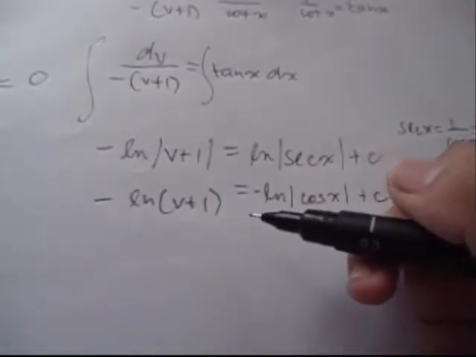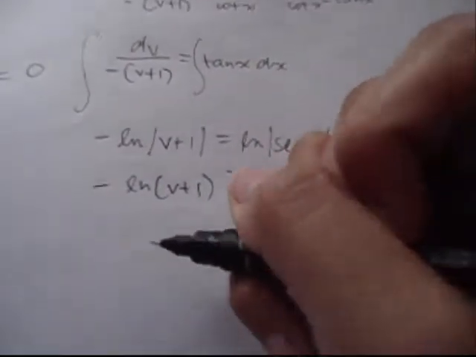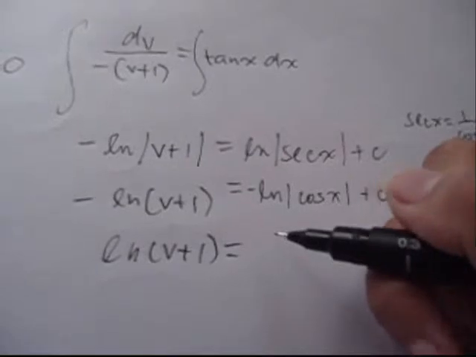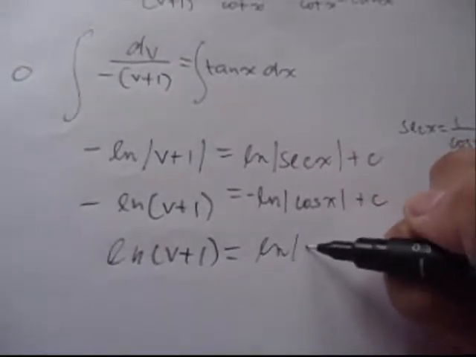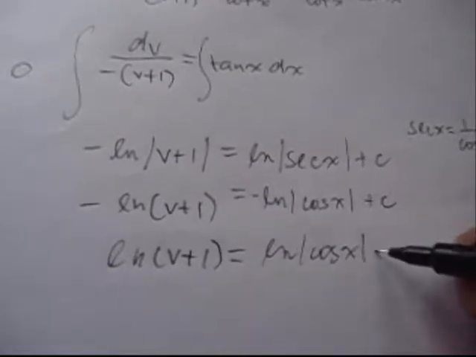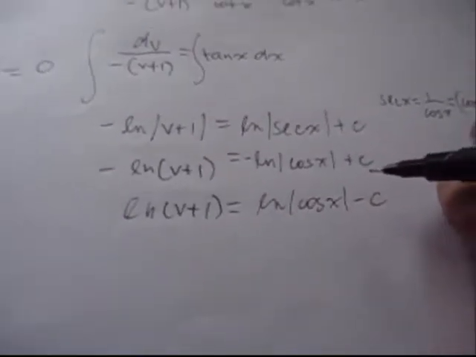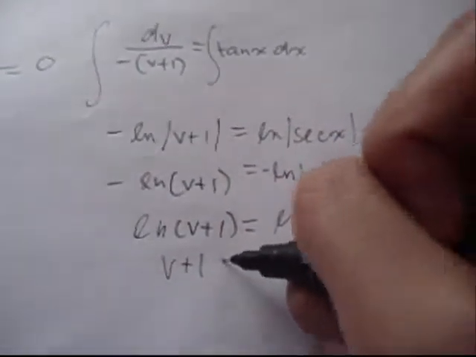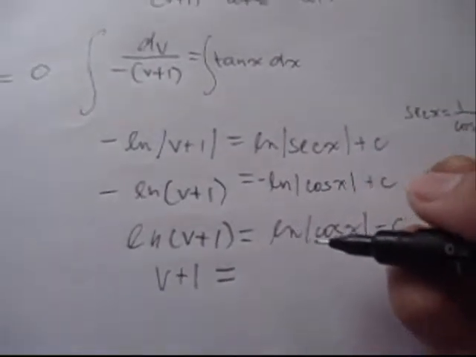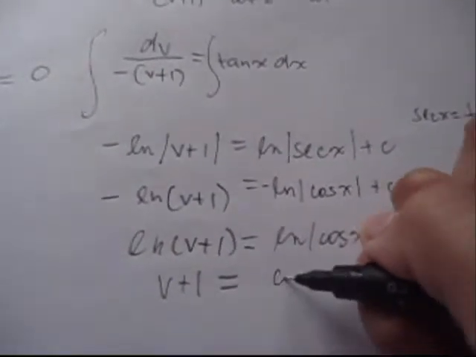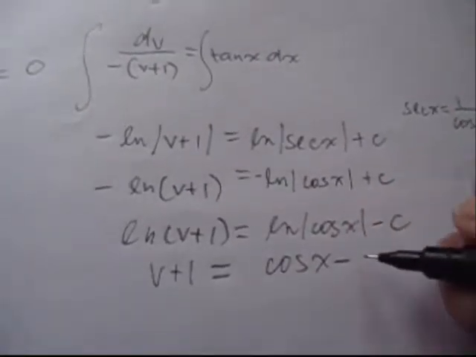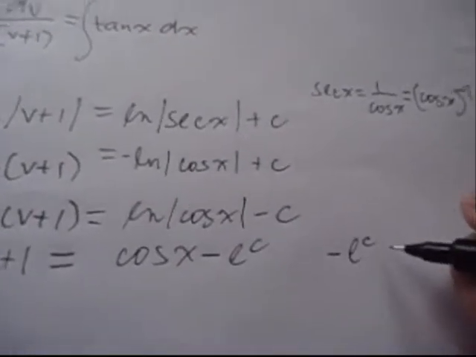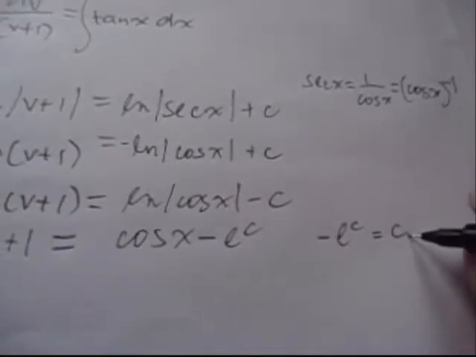Then multiply both sides by negative 1 to get ln v plus 1 is equal to ln cosine x minus c. Then simplifying this, we have v plus 1 is equal to cosine x times e to the negative c, and we'll let e to the negative c as our c1.